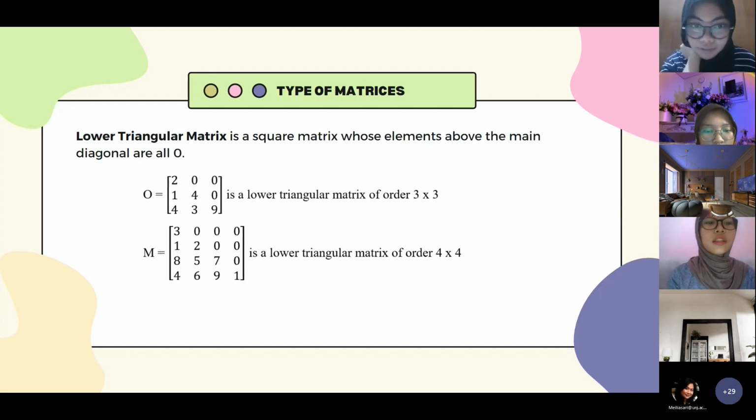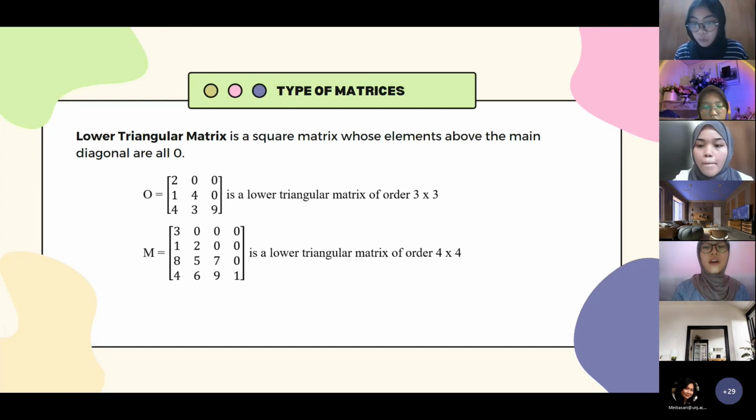The last one is the lower triangular matrix. A lower triangular matrix is a square matrix whose elements above the main diagonal are all 0. In this example, matrix O is a lower triangular matrix of order 3 by 3, and matrix M is a lower triangular matrix of order 4 by 4.